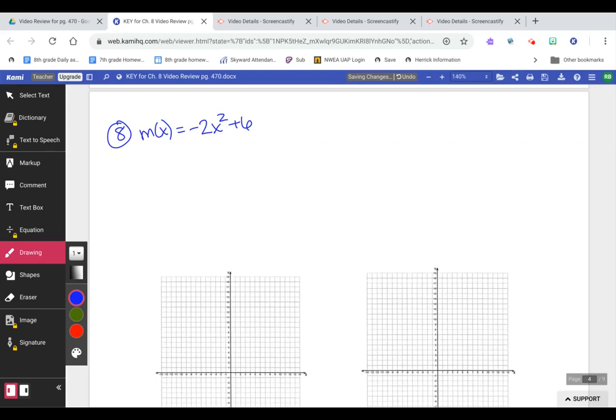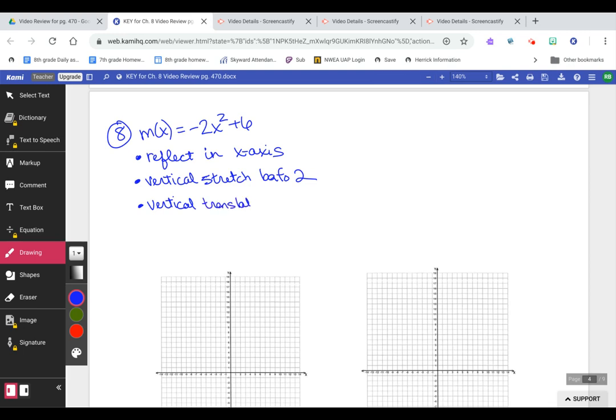m of x equals negative 2x squared plus 6. We have three things happening. The negative sign in front of the 2 means that it's going to reflect in the x-axis. The 2 in the A spot means that it is a vertical stretch by a factor of 2. And the 6 means that it is a vertical translation 6 units up.